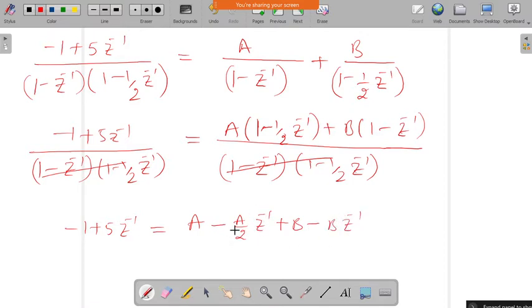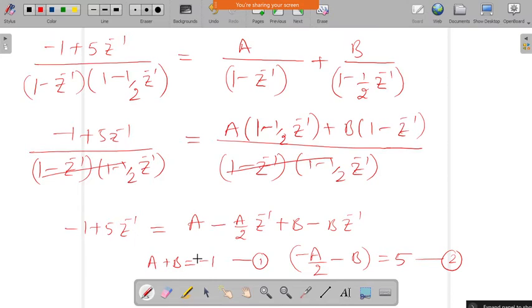Now we can see the constant terms and the z inverse terms, so we equate them. Here A + B, the constant term, is equal to -1. This is equation number 1. And similarly here we have -A/2 - B. This is the z inverse term, and here it is +5, so we equate it to +5. This is equation number 2. Now we can solve both the equations to get the values of A and B.